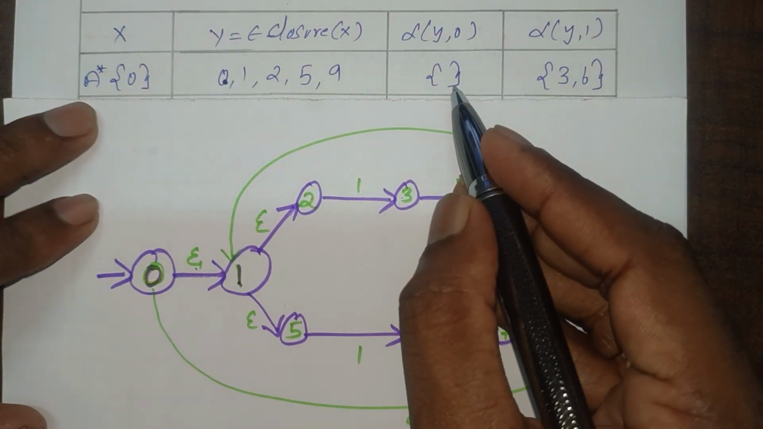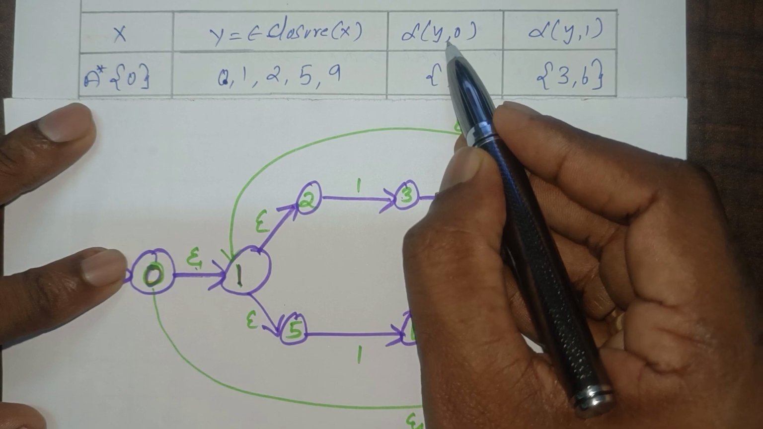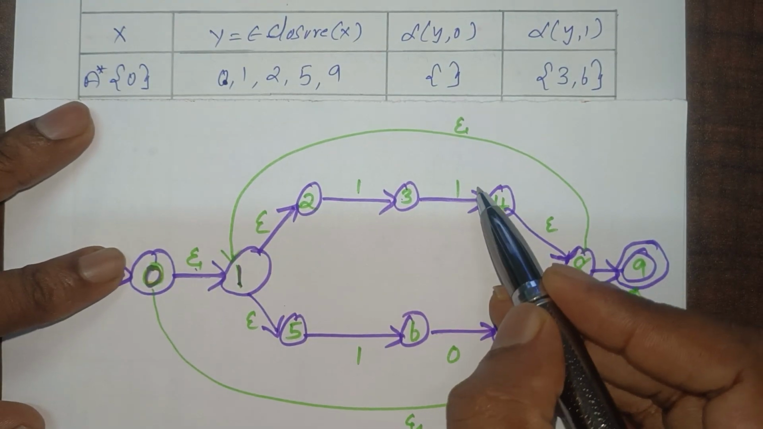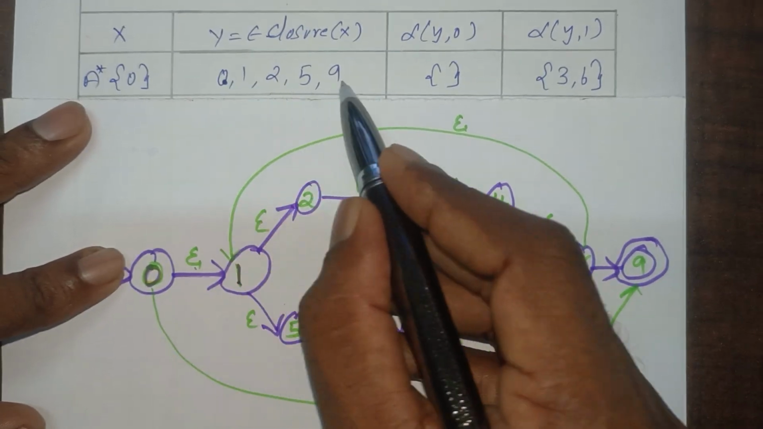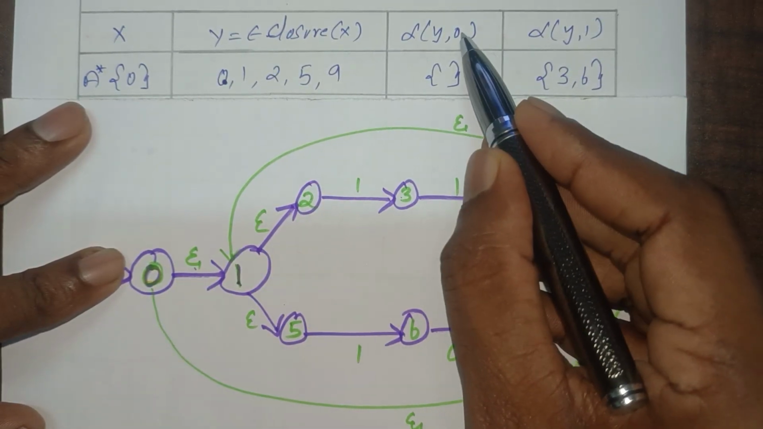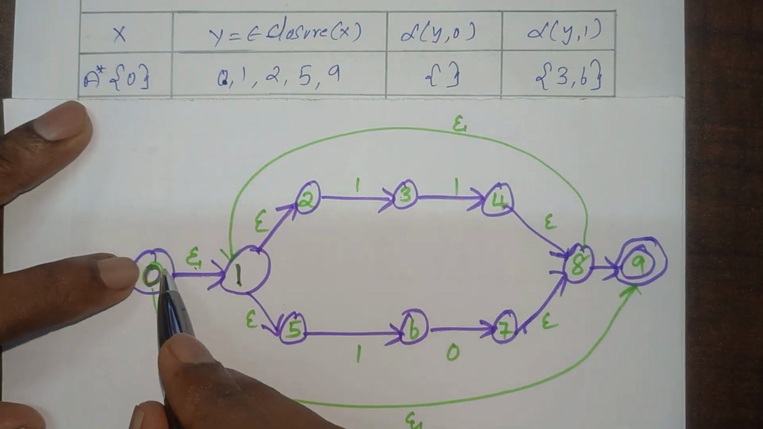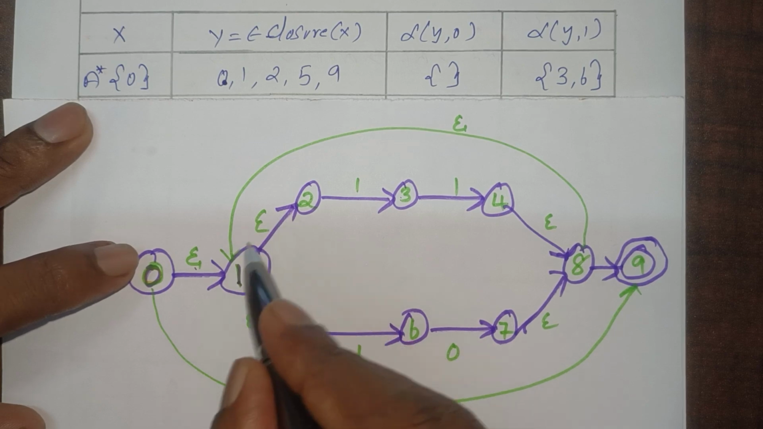The next thing, I am going to find lambda(y, 0). So these are all the y we got already. We are going to check which states present here take 0 to reach another state. Now check, 0 is not taking 0 to reach any other state.